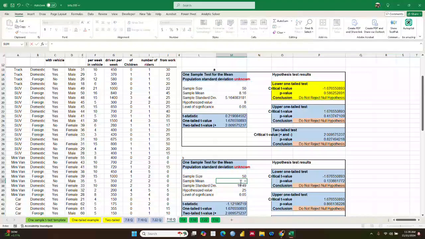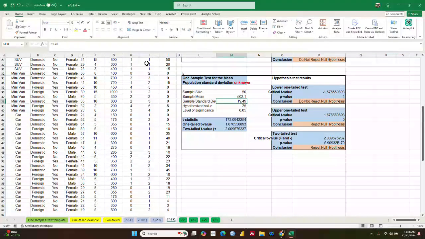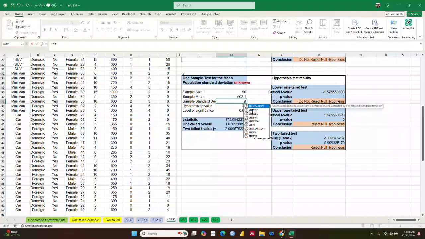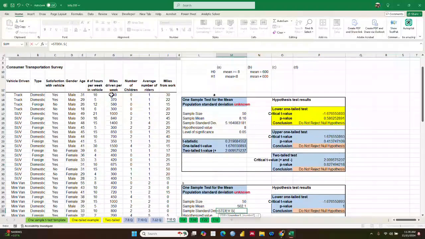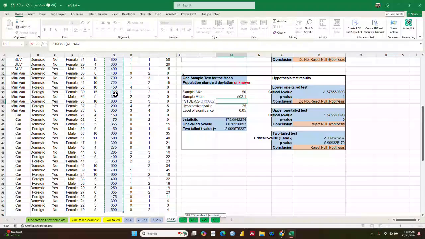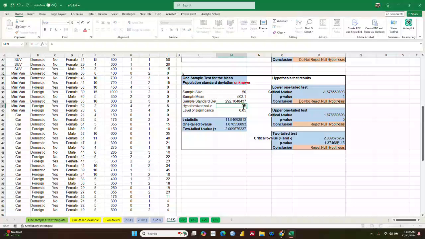The sample mean is the average of miles per week, which is column G, and then the standard deviation of the same column. The hypothesized value is 600 and the significance level is 0.05. If nothing else is mentioned, we always use a significance level of 0.05 unless the question explicitly mentions a specific significance level. Now everything is calculated for us.